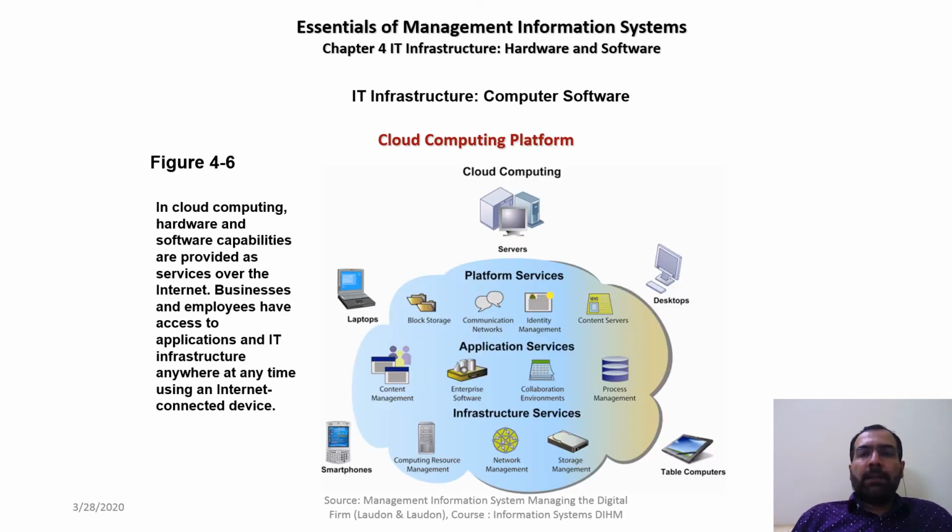The cloud computing platform can be observed in this diagram, and you can see that we have the platform services, the application services, and the infrastructure services. The platform services include the communication network. Of course, if you don't have the network, you want to utilize the network services of the provider, or you need block storage, or identity management services, or a content server. So all content is there on that particular platform.